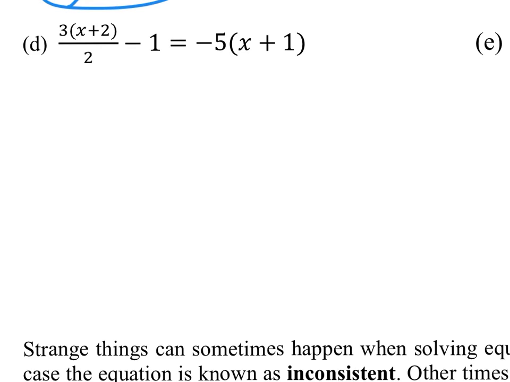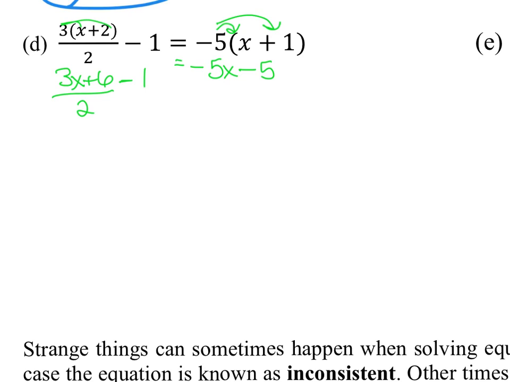So I'm going to distribute that 5 first. So it's going to give me a negative 5x minus 5. And, you know, it's up to you, but I like to do all my distributing at once. So I am going to distribute over here too. So that's going to give me 3x plus 6 over 2 minus 1.